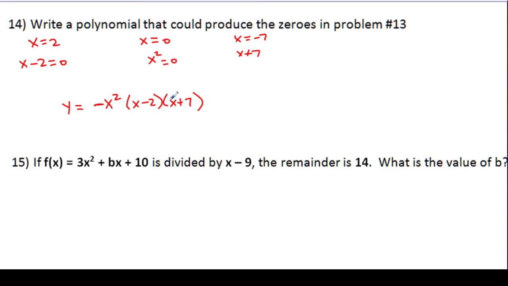So I'm going to multiply together these two while they look nice and simple. In this case, x squared plus 5x minus 14.